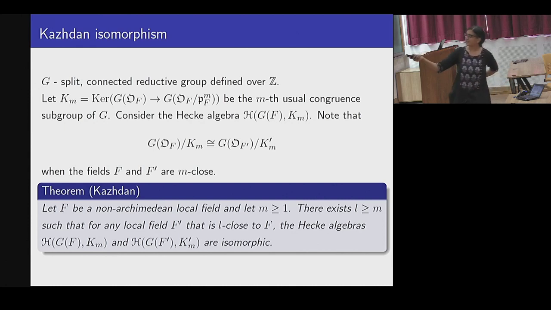It was a conjecture of Kazhdan that l can be chosen equal to m, and it can be proven now. But I won't get into that in the talk. You can take l equals m.